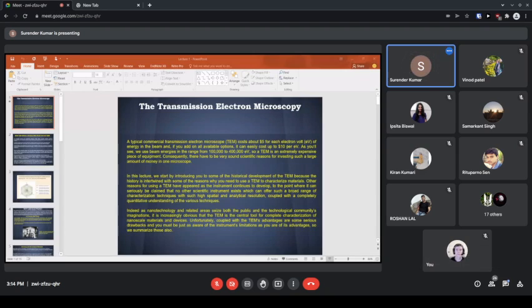So the next thing is electron microscopy. If you are working with materials, you will need a microscope. Mostly you have heard about the optical microscope. So what is the working of an optical microscope? It is the same as the working of an electron microscope. The only difference is that you have light there, but here you are dealing with an electron beam.